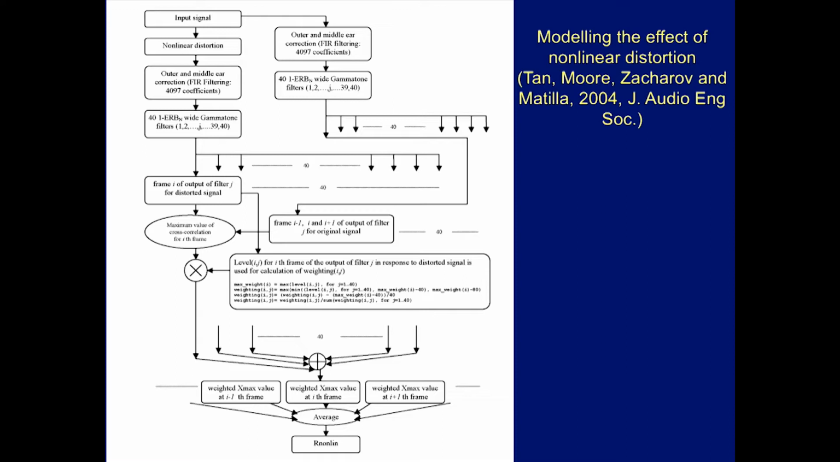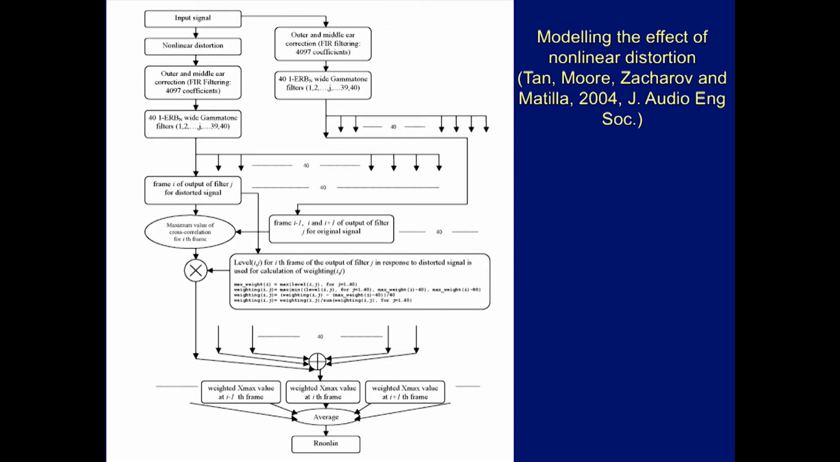So we have filtering to account for the effect of the outer and middle ear, and we do that with a single finite impulse response filter with quite a lot of coefficients, which you need to get an accurate low frequency response. Then we use an array of gammatone filters, each one ERB_N wide, and we use 40 filters, and I use the index j for the filters in this case. So we're creating two parallel representations, and what we do is a frame-based analysis. The frame index is represented by i, the filter index is indicated by j, and what we do is to calculate a cross-correlation between frame i for the undistorted signal and frame i and the adjacent frames of the distorted signal.